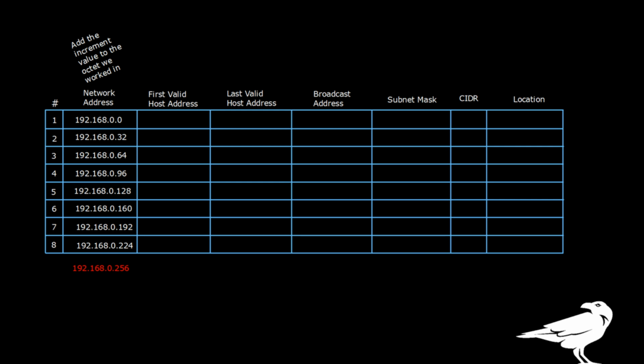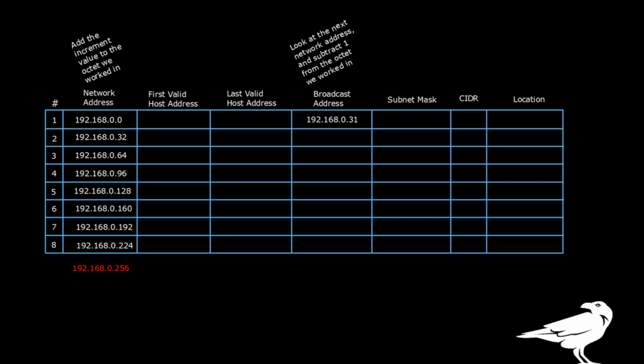So now, let's work out the broadcast address column, because this will be the next easiest thing to do. And the way you work out the broadcast address of a subnet is you look at the next network address and you subtract 1 from the octet that we worked in. So for the first network, I look at the second network address. And the second network address is .32. And if I subtract 1 from 32, that gives me 31. So that makes the broadcast address of the first subnet 192.168.0.31.